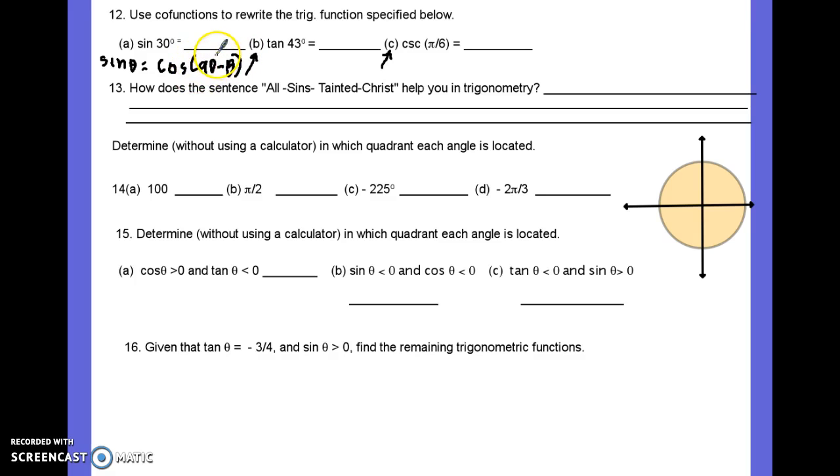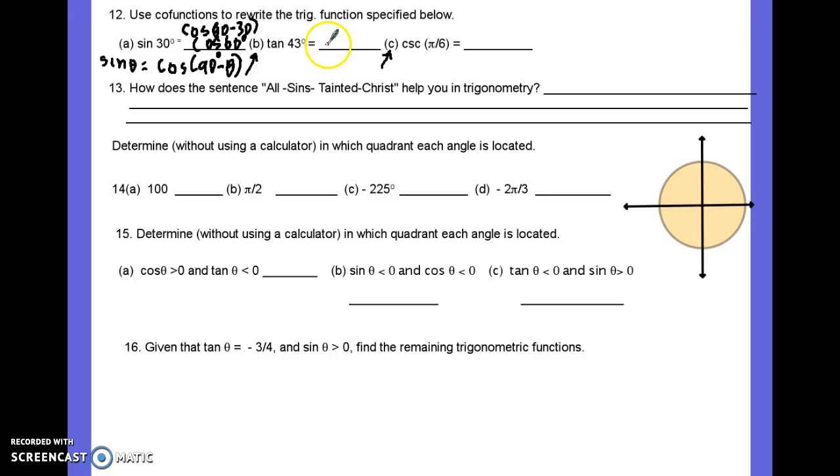Now, this is degrees, if your angle is given in degrees. But if your angle is given in radians, then instead of 90, you would use pi by 2. So for this, your answer would be the cosine of 90 minus 30. And so you would report the cosine of 60. Right?